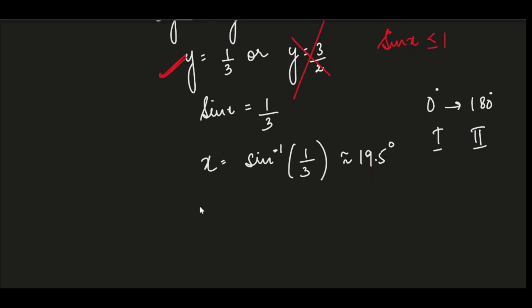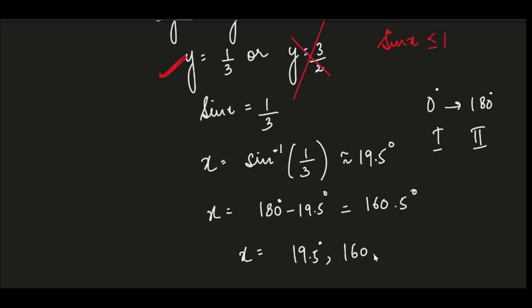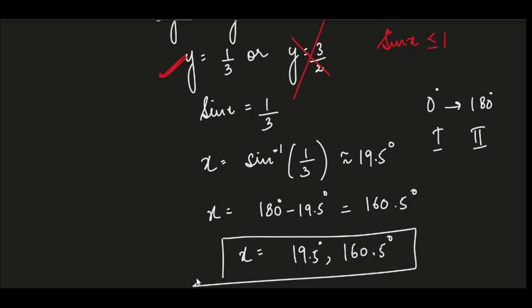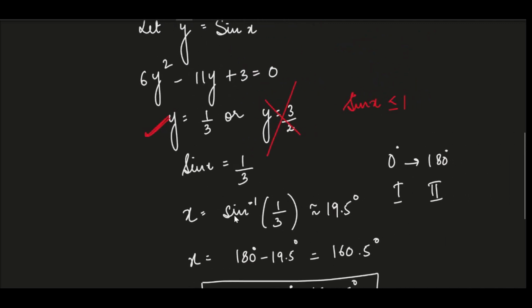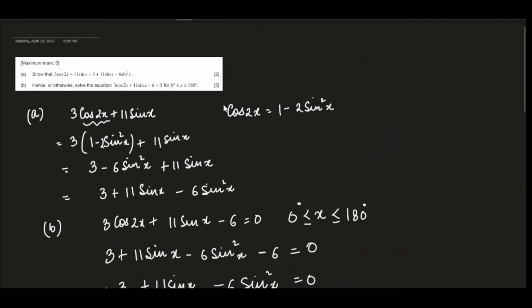Now, the second solution will be x equals 180 minus 19.5 degrees, because we have the value of sine in the second quadrant as well. So it will be equal to 160.5 degrees. So you'll get two solutions for x. The final solutions are 19.5 degrees and 160.5 degrees, and you can box these values so that your answer is clearly visible. So this was a detailed solution of the trigonometry question that appeared in the AAHL paper.